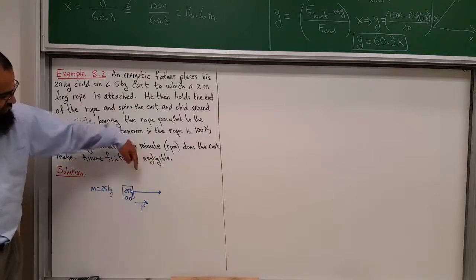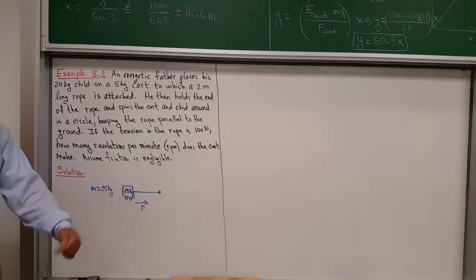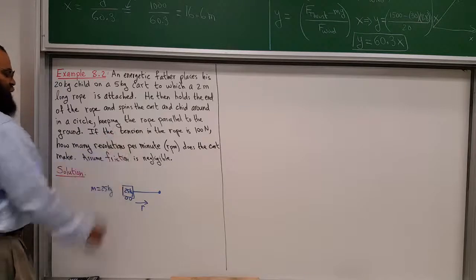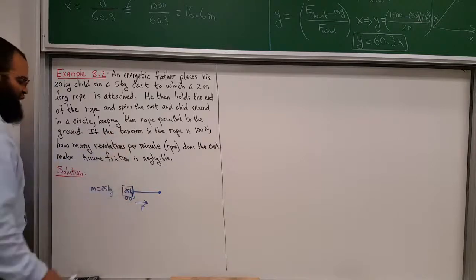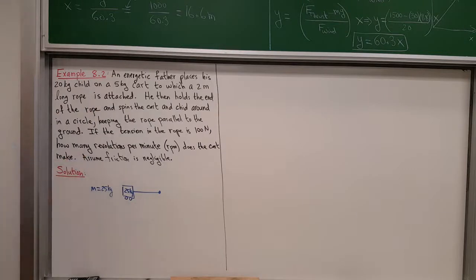So we're going counterclockwise, and it's tangent. So the t-axis is pointing towards you. And then the z-axis is perpendicular to the motion that way. All right, that's fine. And then it says the rope has tension of 100 newtons. And then it says how many revolutions per minute does the cart make? Assume friction is negligible. Okay.